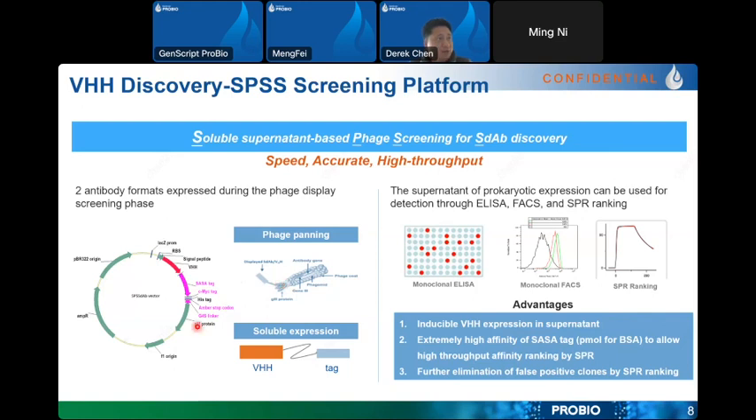With the design of an amber stop codon between the antibody and the P3 protein, the phage constructs can be induced to express the antibody into the supernatant in a soluble version, which will significantly reduce the non-specific binding noise during the ELISA and FACS screening, and also facilitate the high throughput affinity rankings by SPR Biacore hardware.